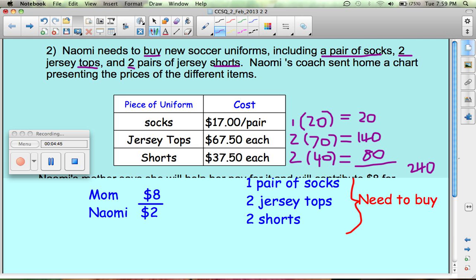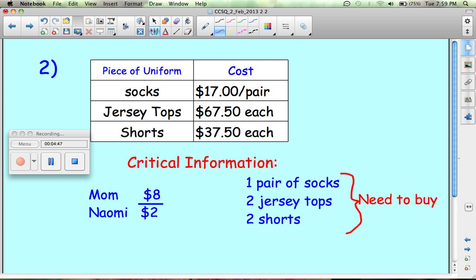Critical information, we just underlined it, the rate, 8 to 2. And then we reduce that down to get a unit rate. Now you don't have to necessarily. In my mind I was doing that to try and get a feel for who's paying what, or what the relationship is between what Mom pays and what Naomi pays, and I can see that it's a 4-to-1, or Mom's paying 4 times as much as Naomi's paying. And then here were the items that we need to buy.